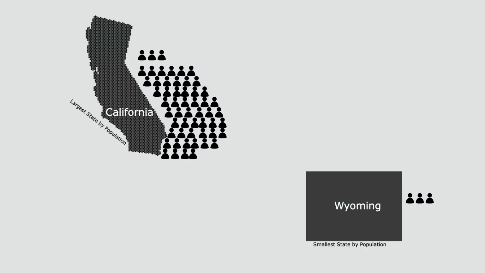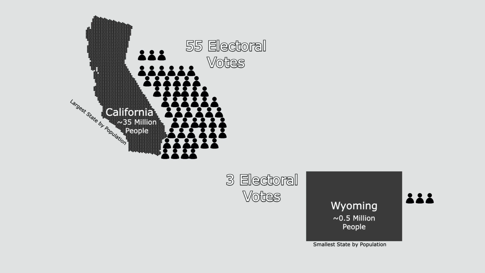Let's look at the extremes, the biggest and smallest states, to see how their votes differ. If you live in California, the largest state by population, let's see how it compares to if you were to live in the smallest state, Wyoming. California has about 35 million people, and they, therefore, get the largest number of electoral college votes, 55 in total, which means that there are about 677,000 votes per elector in the electoral college.